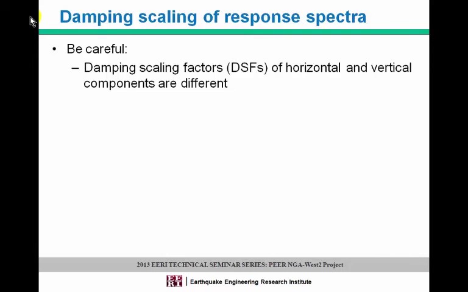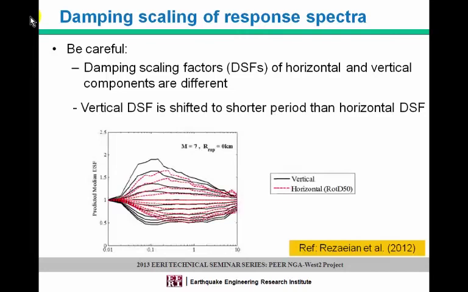Damping scaling factor, you have to be careful, is not the same for horizontal and vertical ground motion, because the frequency contents are different. So the working group developed 2 different models. This is the plot of magnitude scaling factor versus period. The black is for vertical, the red is for horizontal. So we have 2 models, same functional form, but 2 different sets of coefficients.